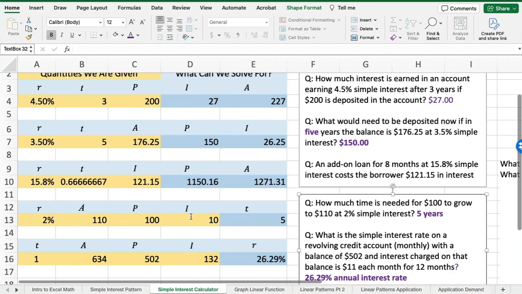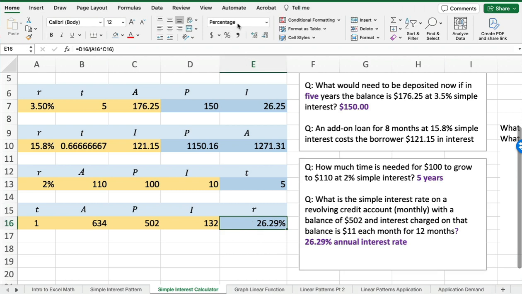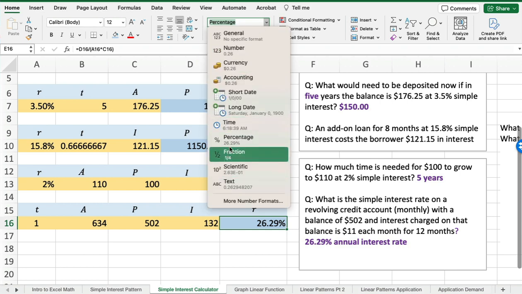So that's the answer to the question. What was the simple interest rate? 26.29%. Notice that I actually formatted it as a percentage. I went to the number format menu and I formatted it as a percentage so that I would see it as a percentage.